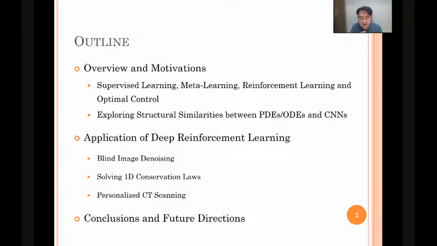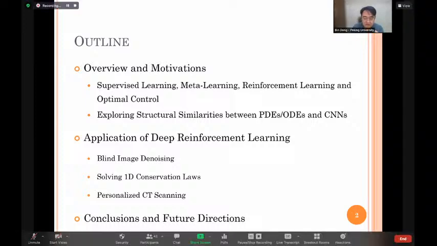And then I think we will have time to discuss. Then I would like to discuss possible future directions: how should we apply deep RL to some really challenging problems in scientific computing or computational imaging in general.